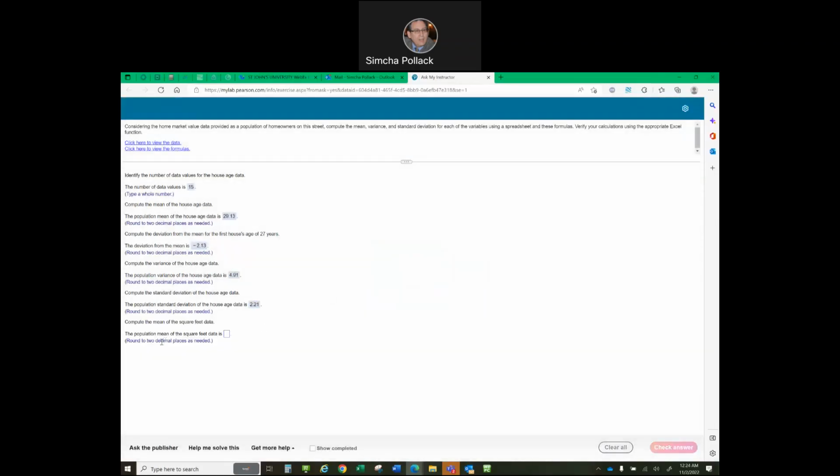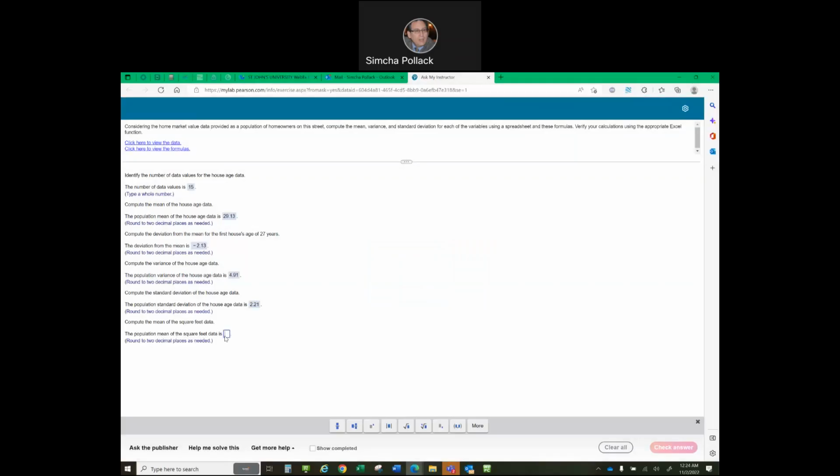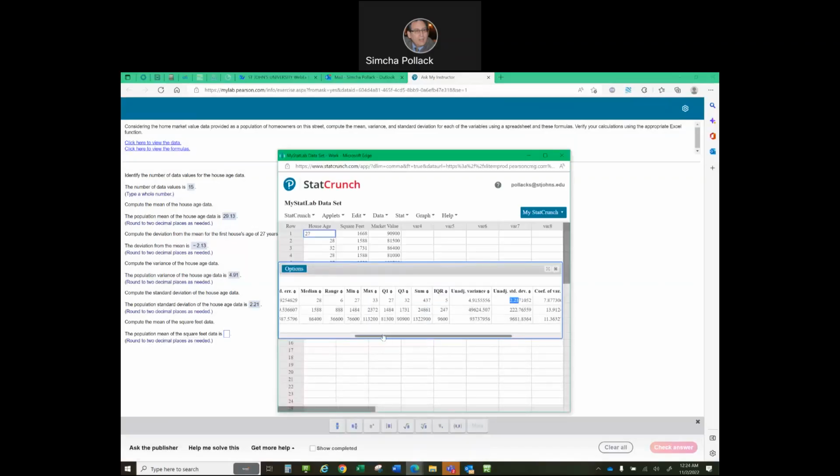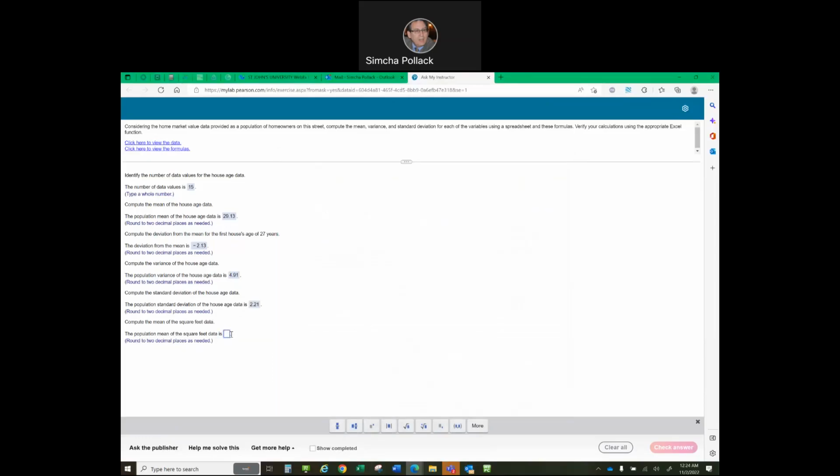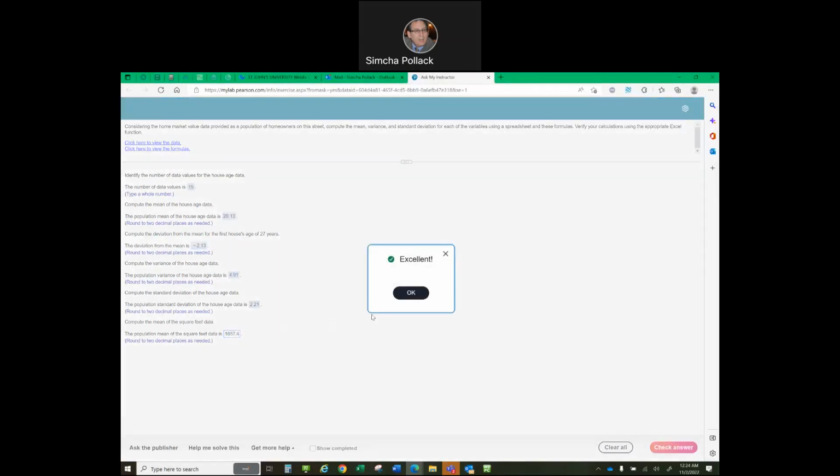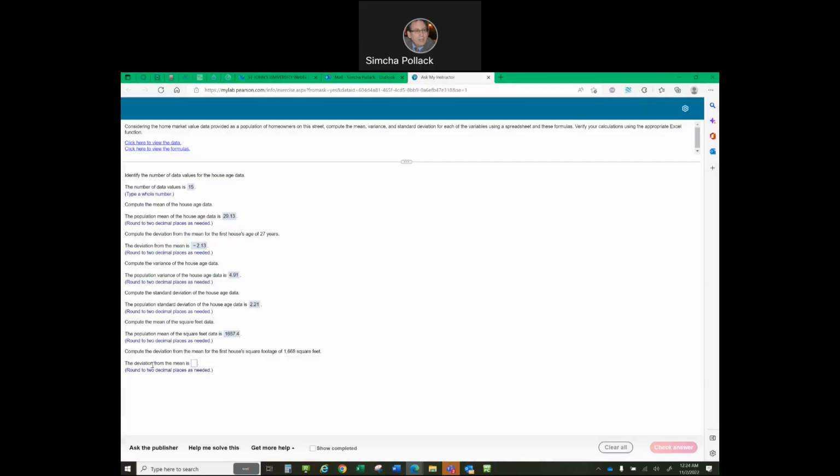We're on a roll. Compute the mean of the square feet data. That's another measure of the house. Square feet would be probably the second one. And the mean is this thing here. I don't want to repeat this. Deviation: 1668 is the score minus the mean. So how much is 1668 minus 157.4? Well, I'd probably do that in my head, but I'll show off.